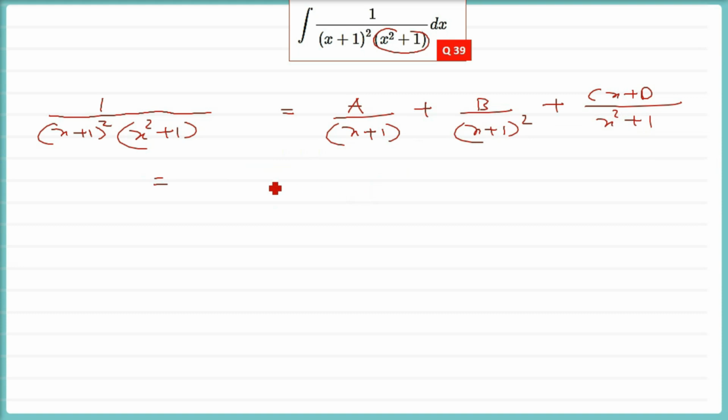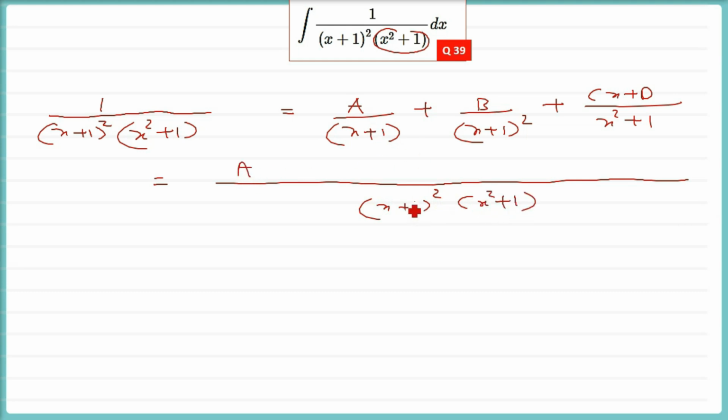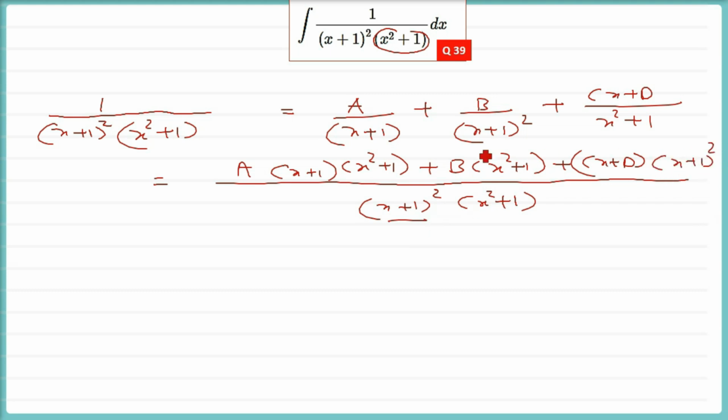So what do we get from here? Let's take the LCM first. So we have x plus 1 whole square along with this x square plus 1. With a, what will come? We'll get x plus 1 and x square plus 1 along with a. Because x plus 1 whole square is already there, with b we'll get x square plus 1, and with cx plus d, x square plus 1 you can eliminate, or only x plus 1 whole square will come.